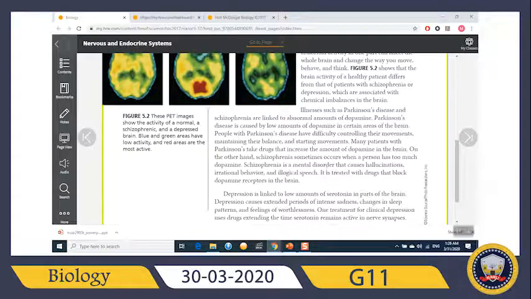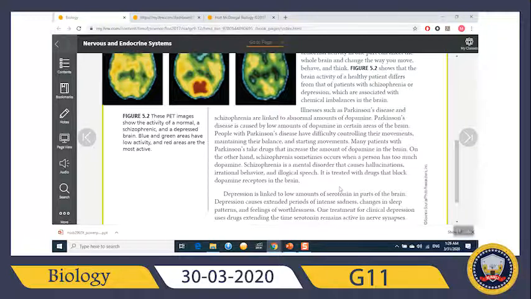Schizophrenia is a mental disorder that causes hallucinations, irrational behavior, and illogical speech. It's treated with drugs that block dopamine receptors in the brain, because you will find much higher dopamine levels in the schizophrenic brain. So we give drugs that block the dopamine. It may level out the dopamine inside the brain and minimize the schizophrenic status of this person.